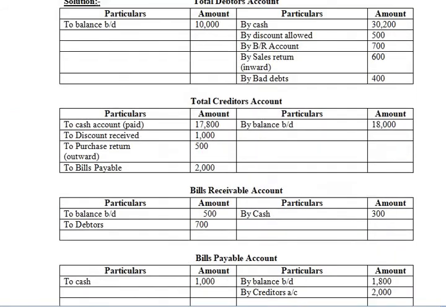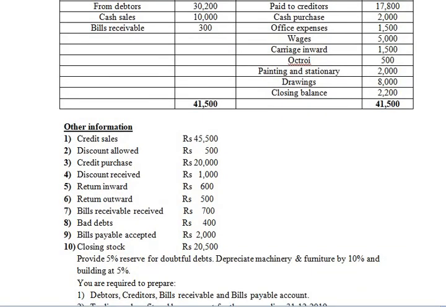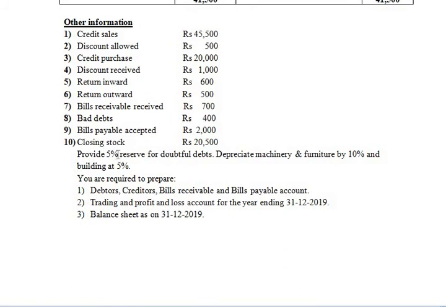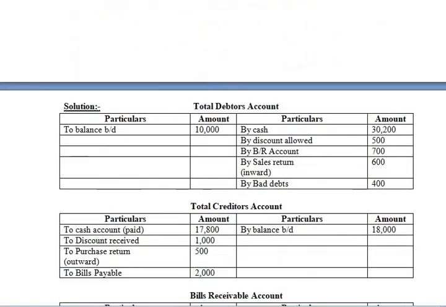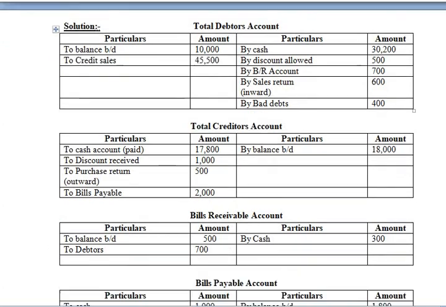Next, after this, yeah, all the entries are over. After closing stock, there is no other entry. So the next one is provide 5% reserve for doubtful debts. This is nothing but RDD, and RDD you will give it on debtors. So we first need to total down the debtors. Before we total down the debtors, we will first close the bills receivable account. So let's close the bills receivable account.